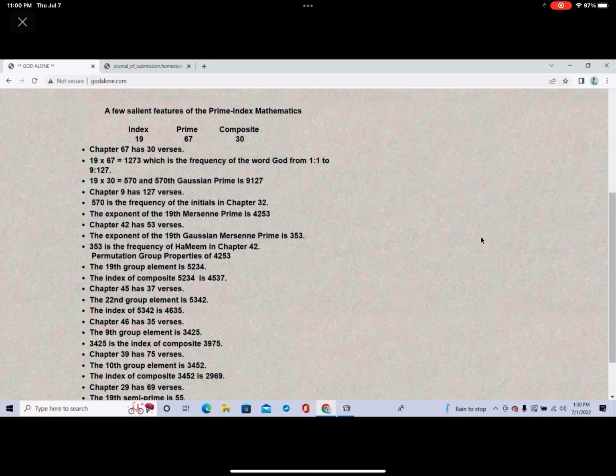353 happens to be the frequency of Ha-Mim in chapter 42. So one of them, the Mersenne prime, produces the number of verses in chapter 42. The other tells you what the number of Ha-Mim is supposed to be in that chapter, which is 353. If you look at all those Ha-Mims, only chapter 42 has a prime number, 353. And these were discovered in the 2000s. They were not known. I could not explain this in 1995.